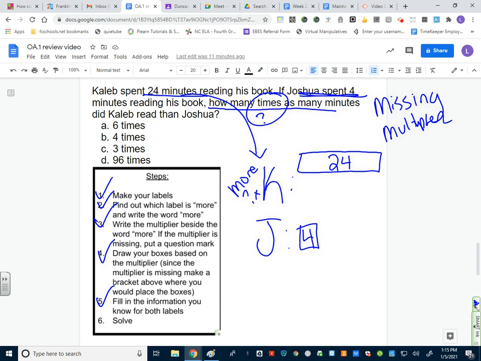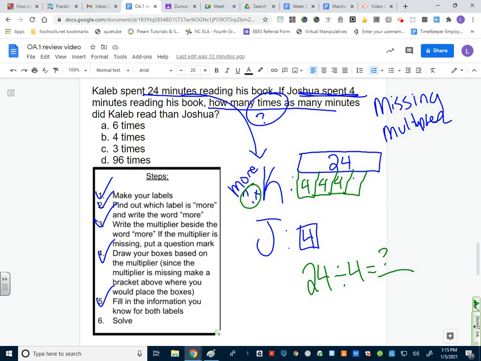And now I can solve. I'm trying to figure out the multiplier, or the number of boxes of 4 it takes to get to 24. Okay, it's 24 divided by 4 equals what? And I can solve that using my bar model. So one group of 4 is just 4. No. 2 groups of 4, that's 8. Not there yet. 3 groups of 4?